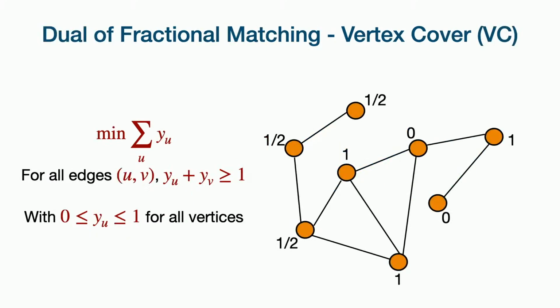It's also useful to look at the dual of this. It's going to be the fractional vertex cover problem, where we want to assign real values to the vertices between 0 and 1, such that for every edge in the graph, the sum of the values on the two endpoints is at least 1. This is what a fractional vertex cover is. And these are duals of each other. If you minimize the fractional vertex cover, its value is going to be the same as the maximum fractional matching of the graph.